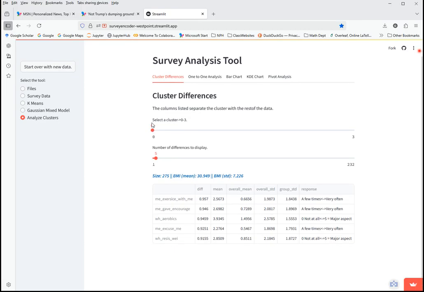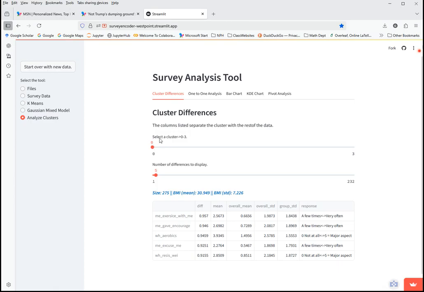So what this first piece does, this cluster differences, is it allows someone to go in and look at it. In this case, we're looking at cluster 0, and this is the number of differences to display. That's why you only have 1, 2, 3, 4, 5. You only have 5 reasons why this cluster is different. This is the question that this is answering: why is this cluster different than everyone else? That's really the question, right?